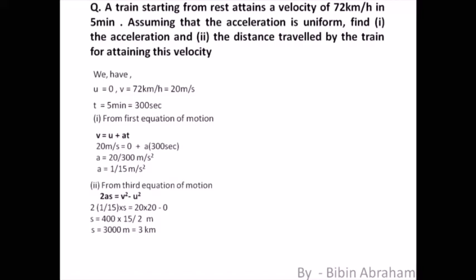So what does this state? This states that this train has traveled 3 kilometer with an acceleration of 1 upon 15 meter per second square. I hope this is clear, right? So with the help of equation of motion, we are able to find out how much distance it has traveled and by what acceleration it has been traveling, right? So how wonderful it is, right?